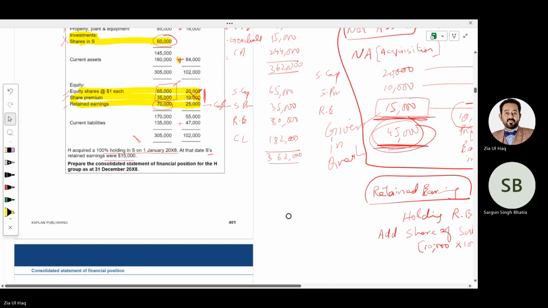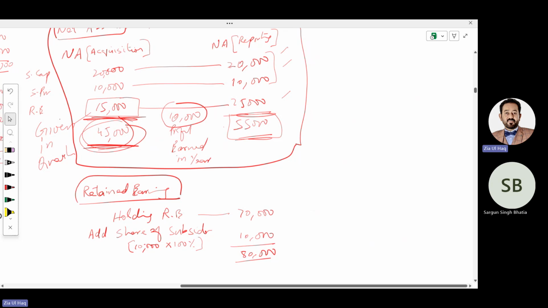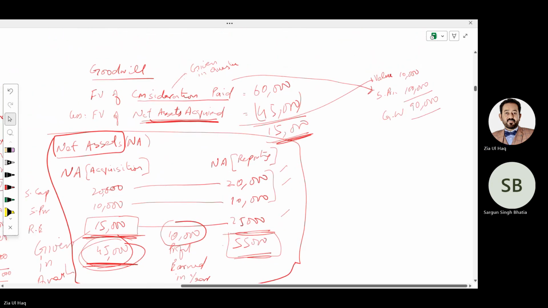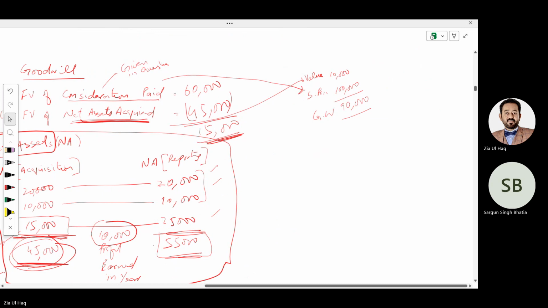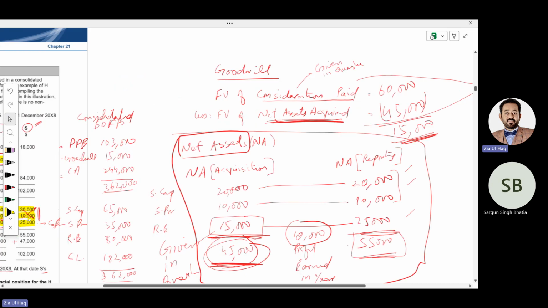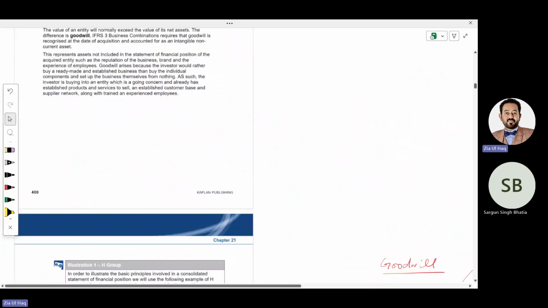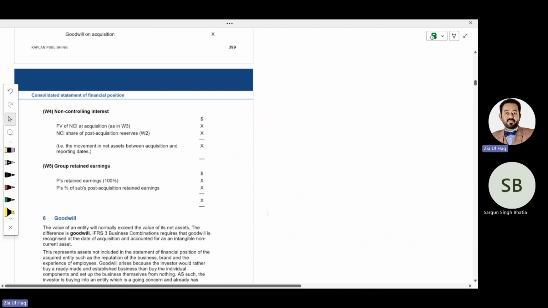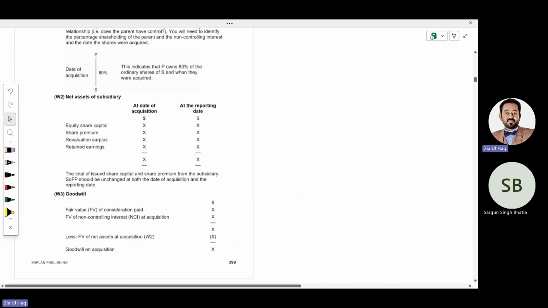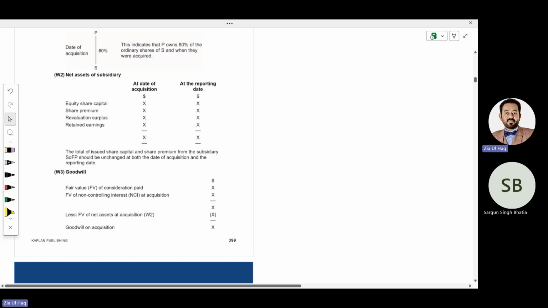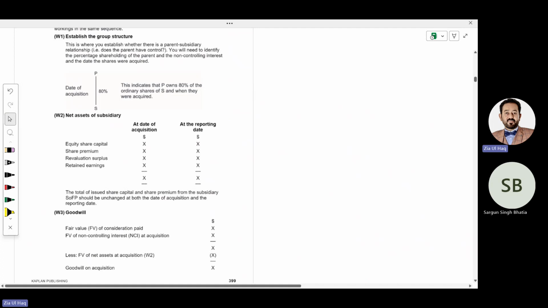Okay, now moving forward. Suppose we bought the subsidiary not 100%, but less than 100%. In that case, what will happen? How to calculate goodwill in that case? Suppose we bought 80% of the subsidiary shares.